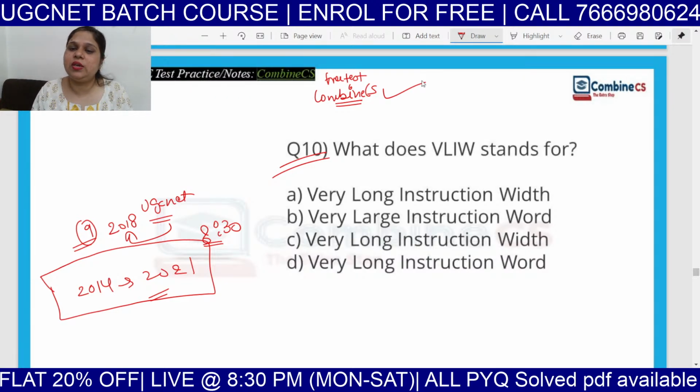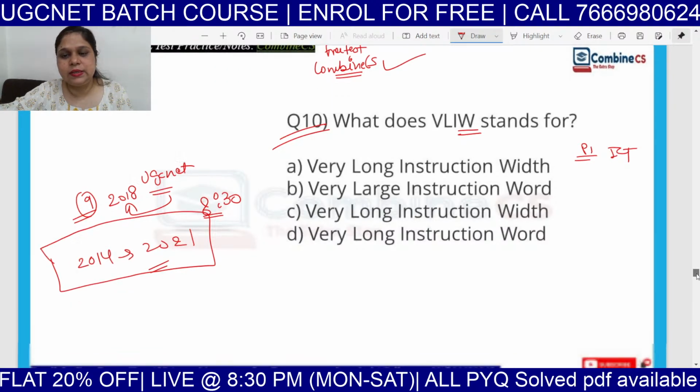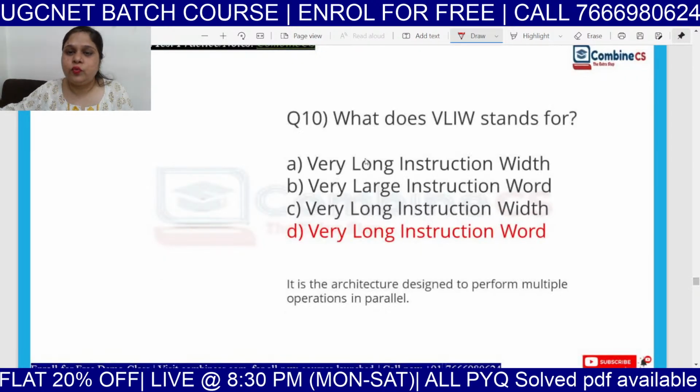So what does VLIW stand for? Now this is a question that can be asked in Paper 1 ICT. So the answer to question number 10 is D. Yes, D is the correct answer. It is Very Long Instruction Word. It is not "with" and it is not "large", it is "long". It is an architecture designed to perform multiple operations in parallel. So when you want to execute many operations in parallel, this type of architecture is used.